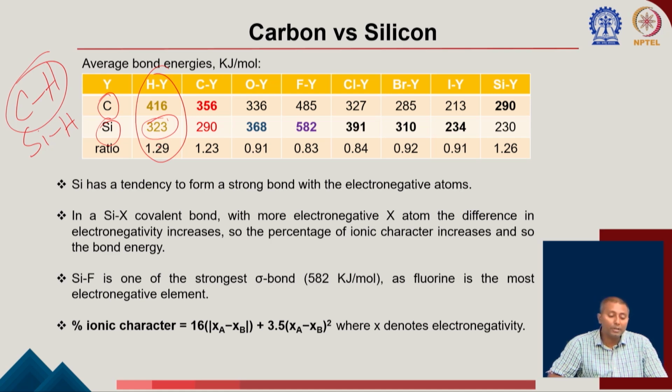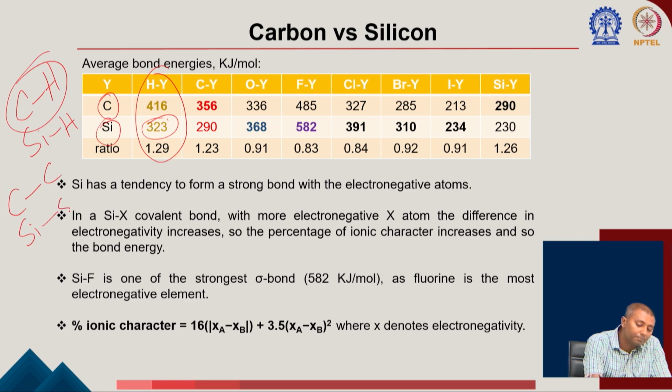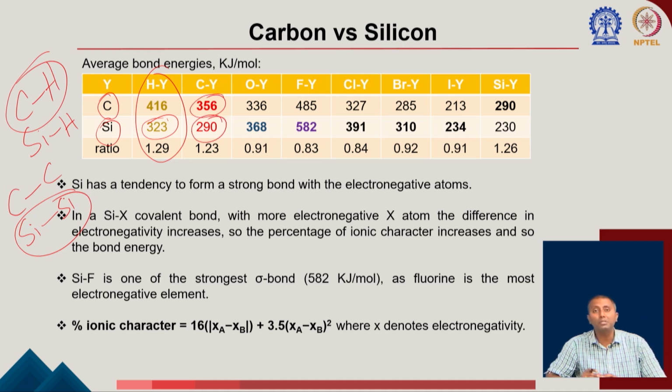The other important bond energy difference is between carbon carbon versus silicon silicon. So, the silicon silicon bond is much weaker than the carbon carbon bond. That is why you are going to see some chemistry with silicon where the silicon silicon bond is getting cleaved. Okay. We are going to discuss some of that chemistry also.